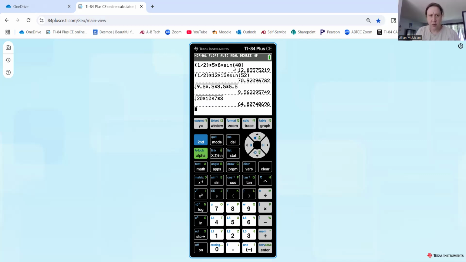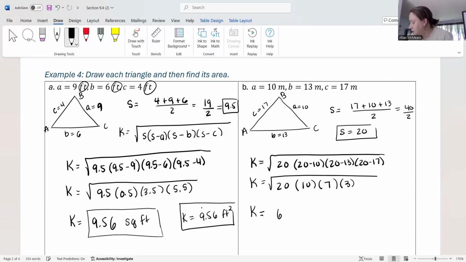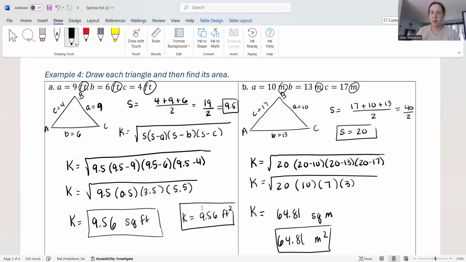So 60, oh wait, did I have 64 or 68? Yeah, 64.81. So we get that the area of this triangle is 64.81. Now notice we were given units. We're measuring this in meters. So this would be square meters or meters squared. I don't care which way you write out your square units.